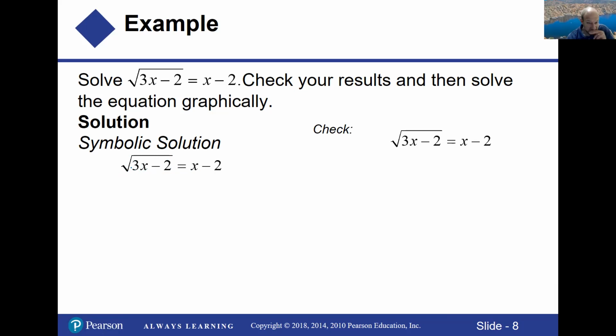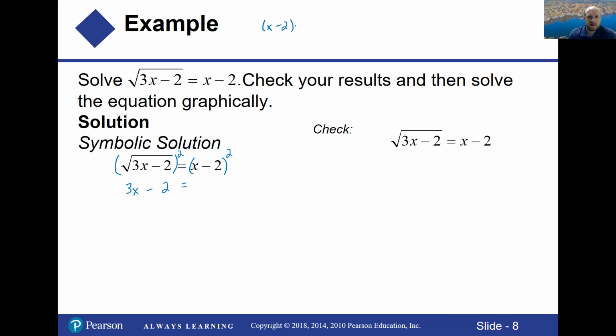Now this one is another square root. So I'm going to take this guy and I'm going to square both sides, and I won't rewrite it here. I'm going to try to save some room, and I'll just go ahead and square right away. So I have 3x minus 2 after I square the square root. And then what is x minus 2 squared?